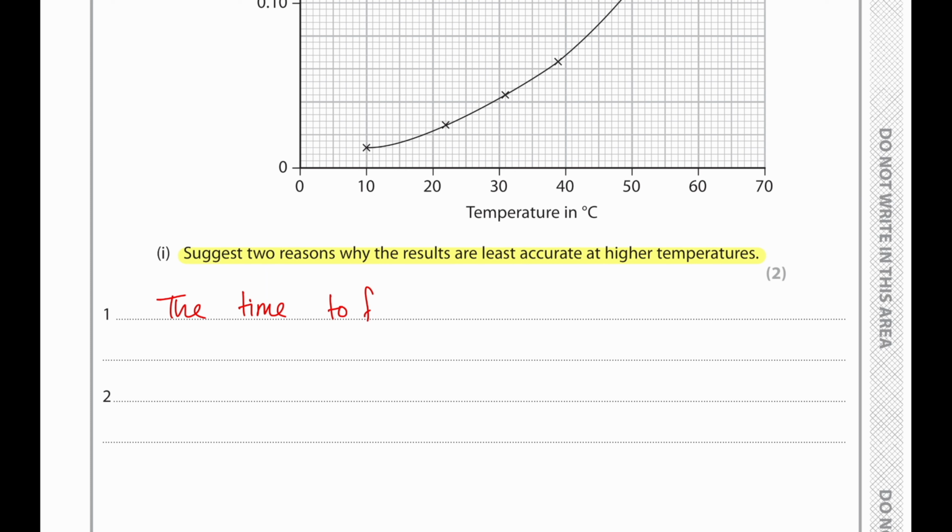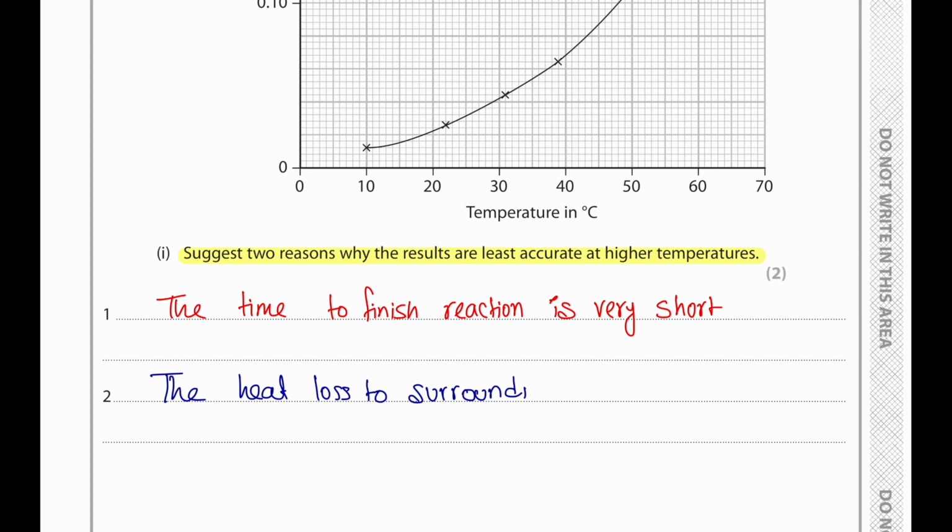At high temperature, the time taken for the reaction is very short and the heat loss to the surroundings is very great. So this gives anomalous or least accurate results.